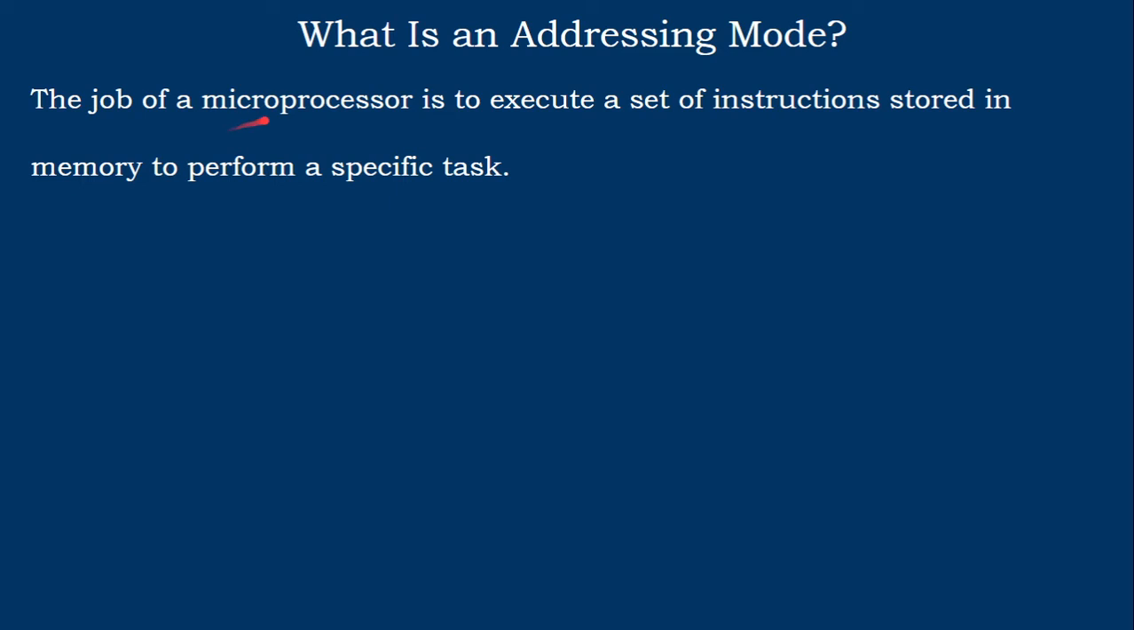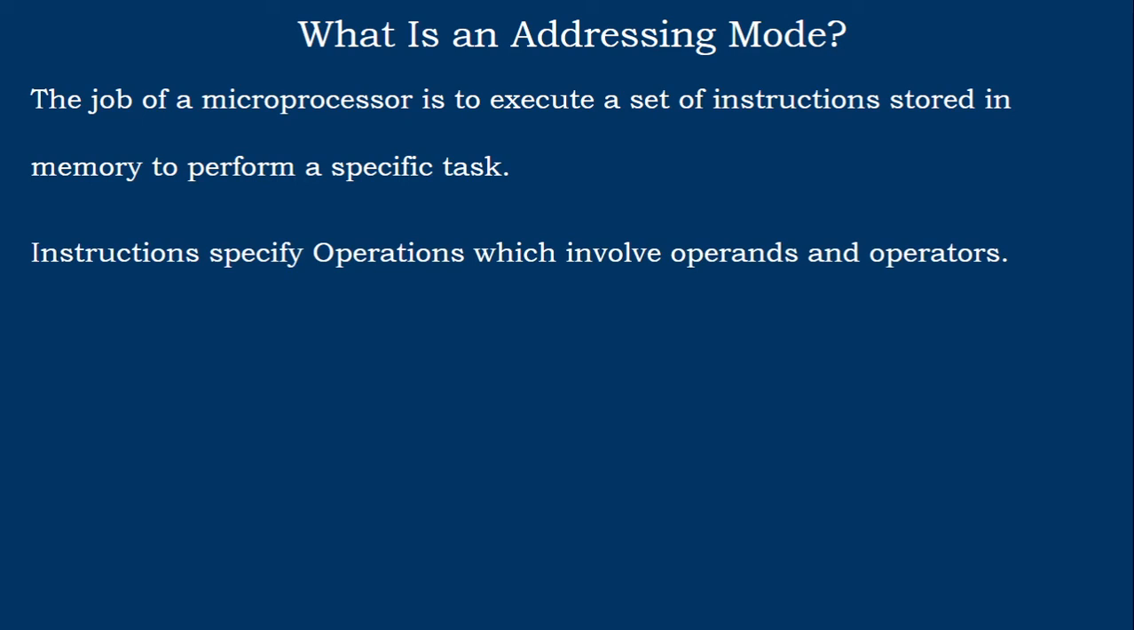The job of a microprocessor is to execute a set of instructions stored in the memory to perform a specific task. We know that the microprocessor does the job specified by the program. The CPU does the processing, getting input from the user and giving output to the user. For that we have the instructions. We know the program is a collection of instructions.